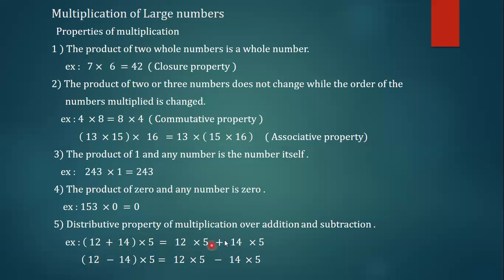Next, if it is a subtraction, here I have given this example, with subtraction. This is the example for the distributive property of multiplication over subtraction. So now 12 into 5, in between there is a minus sign, then 14 into 5. So 5 is multiplied to both 12 and 14, but the middle sign will change. Here it is a minus. So this is called the distributive property of multiplication over subtraction.